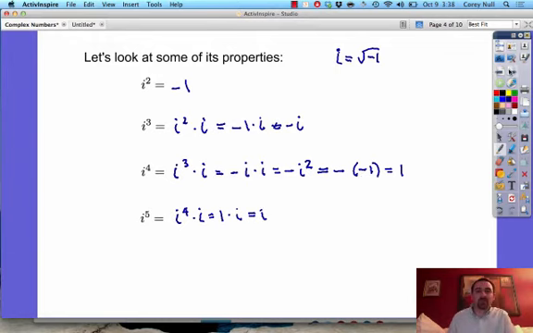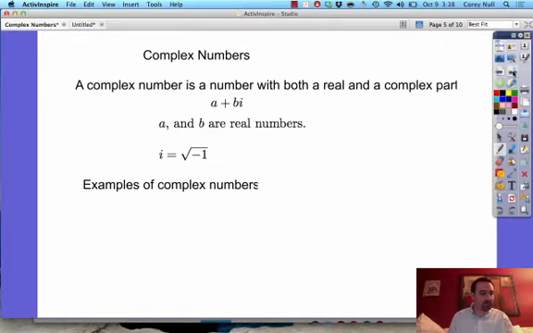Okay, so i has some pretty weird properties. You keep on squaring it and multiplying it by itself again and again and again, and you get some pretty weird stuff. It's pretty neat. Okay, let's keep on going.